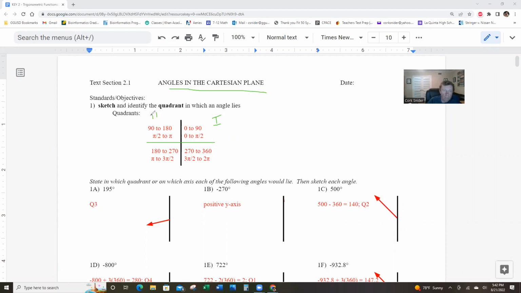This is quadrant 1. This is quadrant 2. Here is quadrant 3. And here is quadrant 4. We use Roman numerals for some reason, but that's how we do it. And a positive angle goes, so remember, this is standard position, the positive x-axis is the start. Positive angle goes this way. Okay, that's positive. And a negative angle goes this way. Okay. So that's the basics of that.